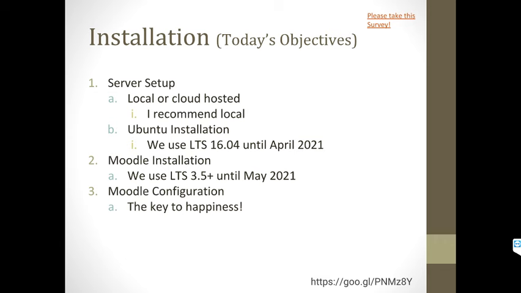I use long-term support Ubuntu 16.04. It's good until April 2021. I would use that one. It's proven and works great for us. For the Moodle installation, they have a long-term service branch schedule now. They didn't used to. 3.5 is the current long-term service branch, and it's out till May 2021. So if you jumped on Moodle today with these two, you're good until the end of the school year in 2021. And then at that point, you'd maybe want to look at a new version of Ubuntu and a new version of Moodle.